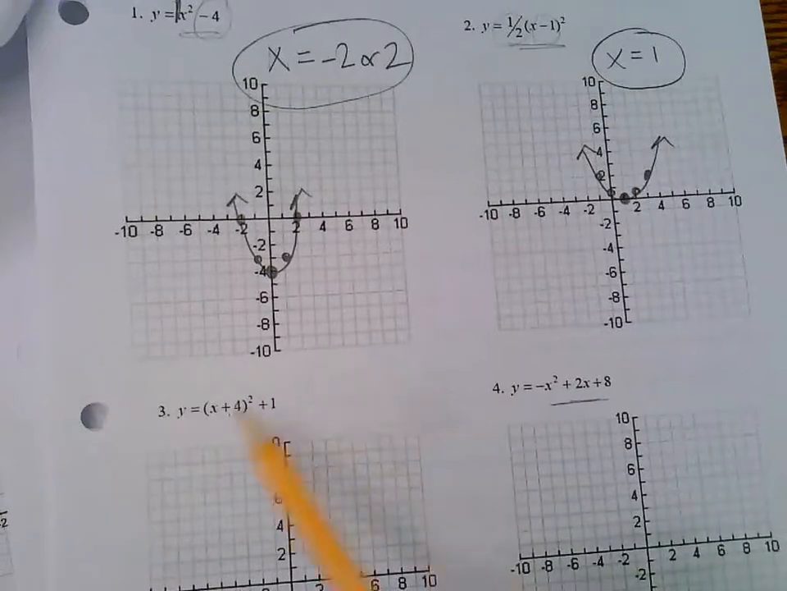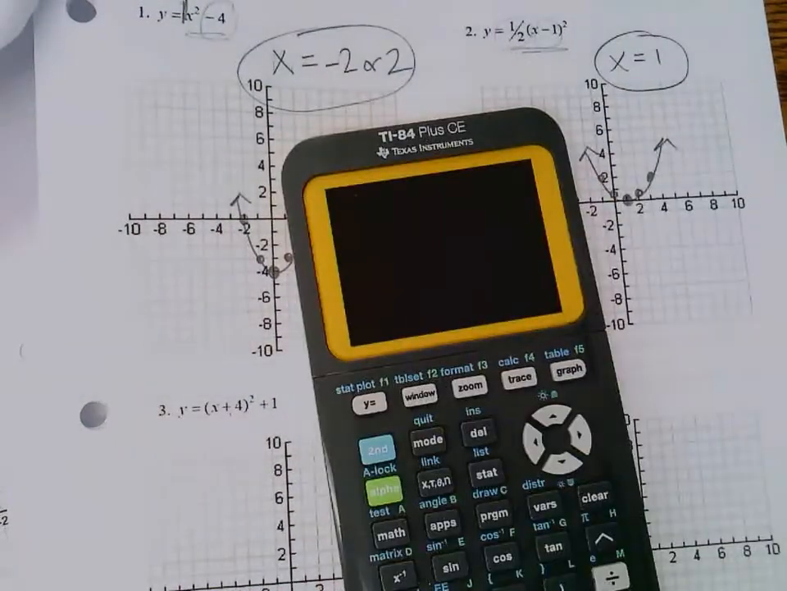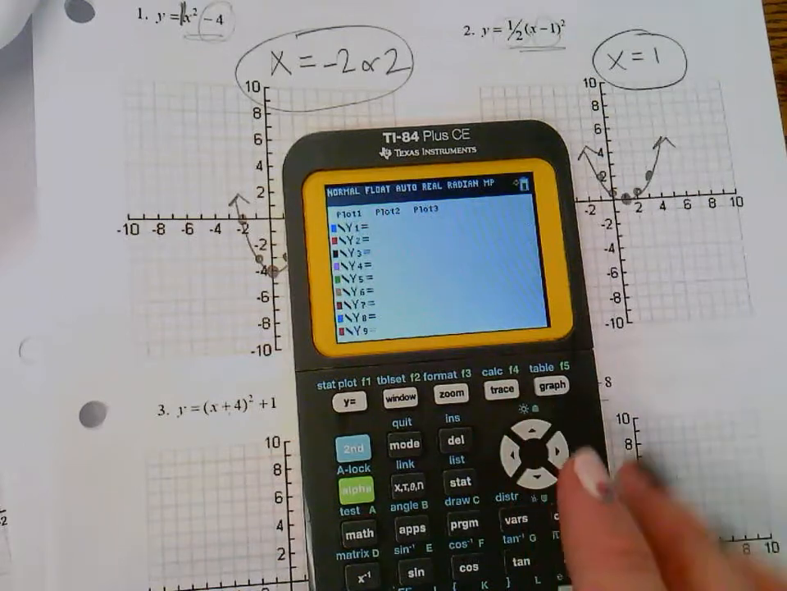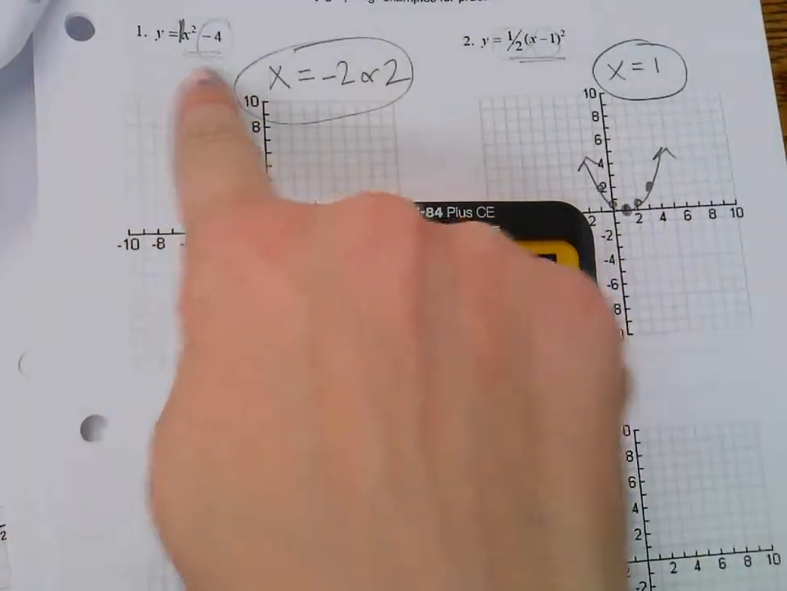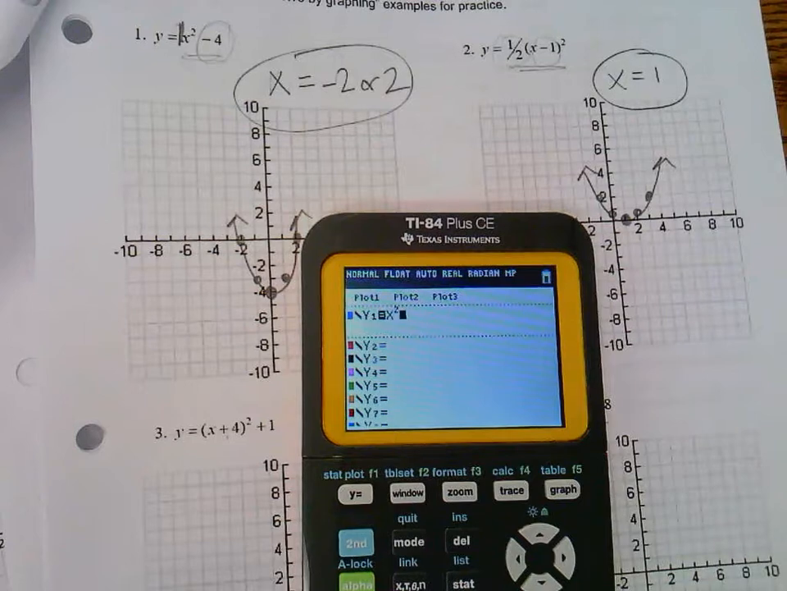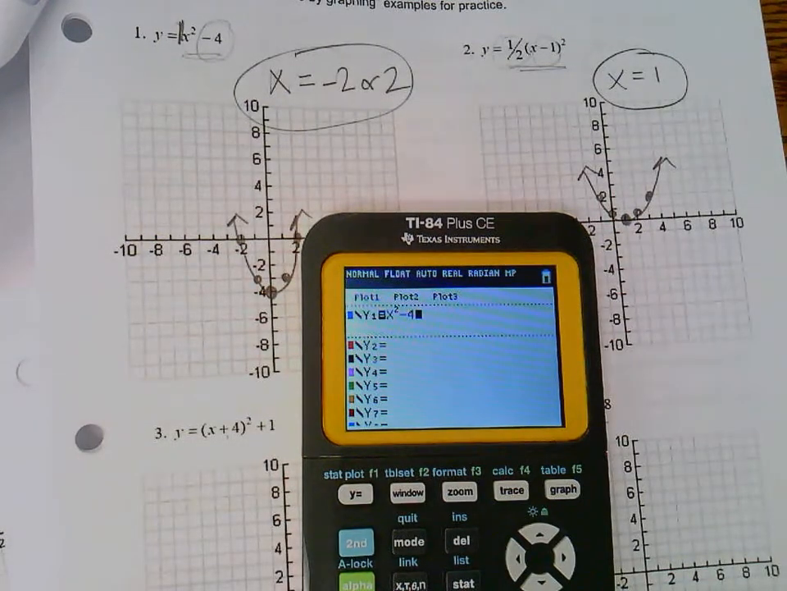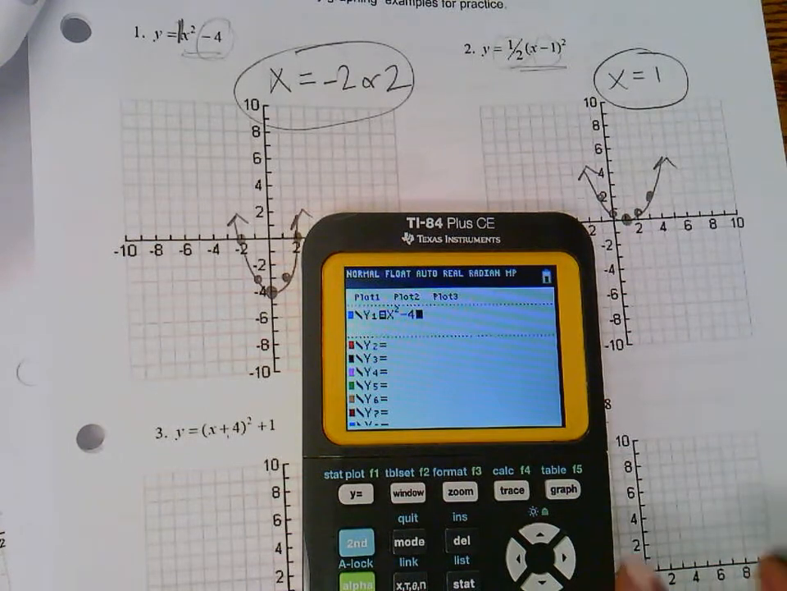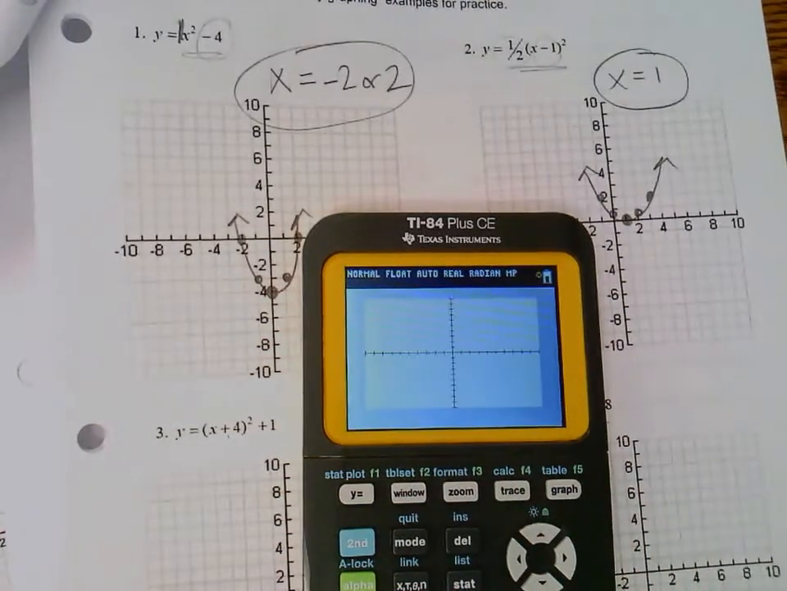Now, what if you forget how to graph one of these equations, but you have a graphing calculator handy? You're going to go to your y equals menu and clear out what's in there, and I'm going to graph this function x squared minus 4. So if I graph x squared minus 4, and then I'm just going to hit zoom 6 to show the graph, can I read the x-intercepts right off of that?